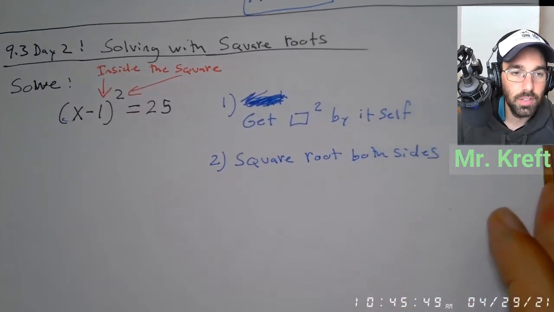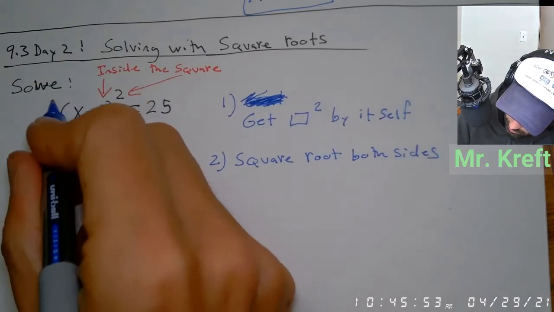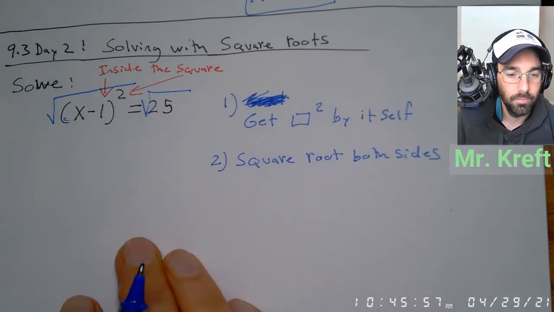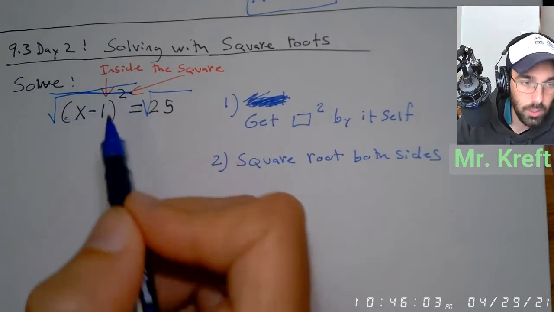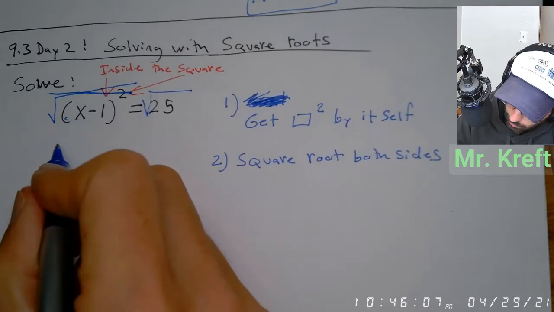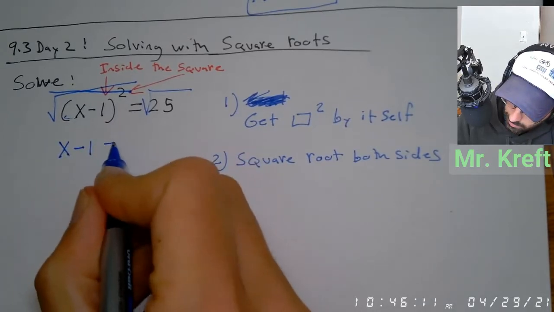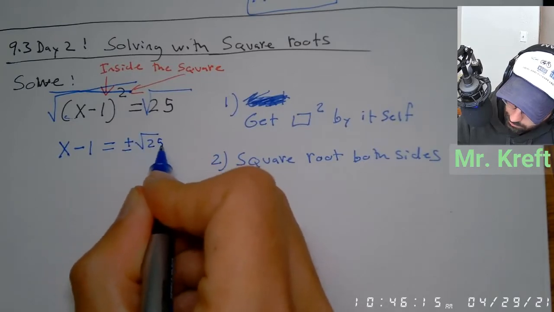Okay. So just like we did before, we're going to square root both sides. So what this means is I'm going to go like this, and I'm going to square root both sides. Okay. So when I square root both sides, the square and the square root are going to go away, and I'm going to be left with everything down below. So I'm going to have x minus 1 equals plus or minus the square root of 25.